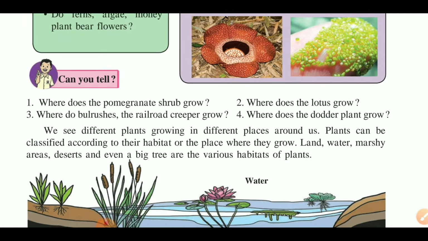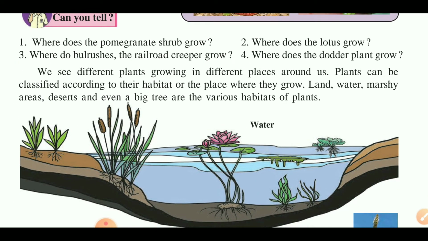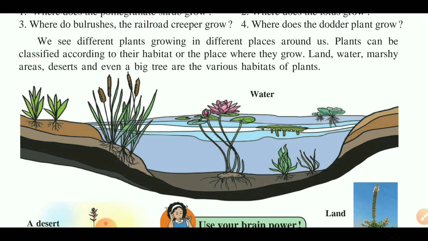Now, here are some examples of the habitat of plants. We see different plants growing in different places around us. Now plants can be classified according to their habitat, or the place where they grow. Land, water, marshy areas, desert and even a big tree are various habitats of plants.